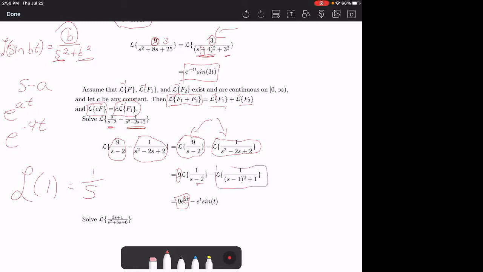On the right side here, we are going to factorize the denominator to make it look like our sine version. So we have 1 and we have 1 squared, which is just 1. And then we have our s squared term. Of course, it's not just s squared, it's s minus 1 squared. So we need to translate by using an e to the 1t. So that's how we get this 9e to the 2t minus e to the t times sine of t.